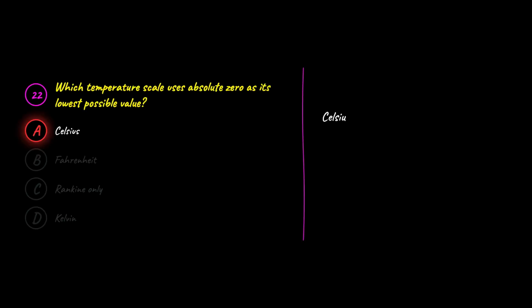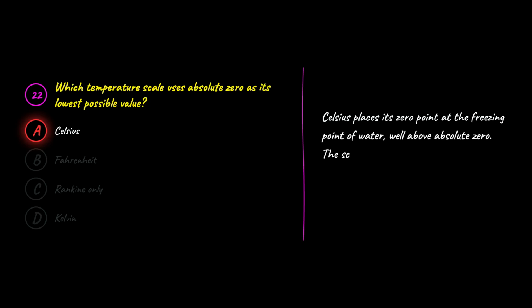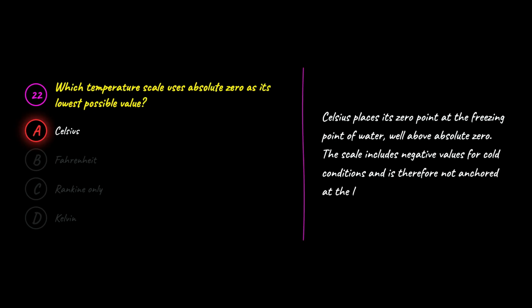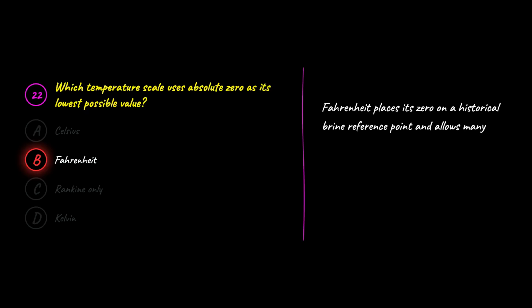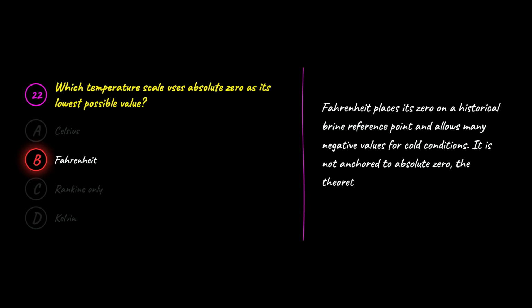A is wrong because Celsius places its 0 point at the freezing point of water, well above absolute zero. The scale includes negative values for cold conditions and is therefore not anchored at the lowest possible temperature limit. B is wrong because Fahrenheit places its 0 on a historical brine reference point and allows many negative values for cold conditions. It is not anchored to absolute zero, the theoretical minimum temperature in physical reality.